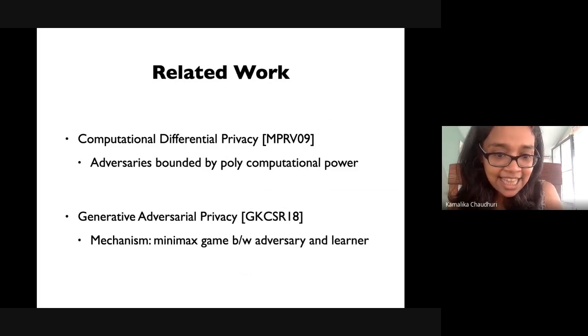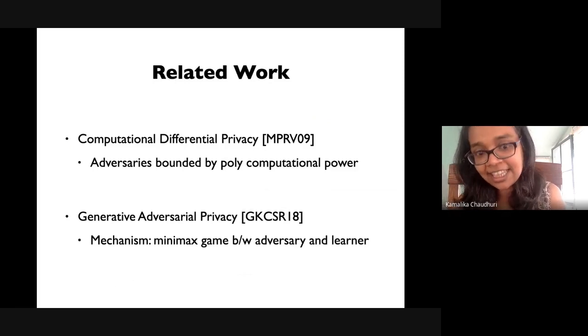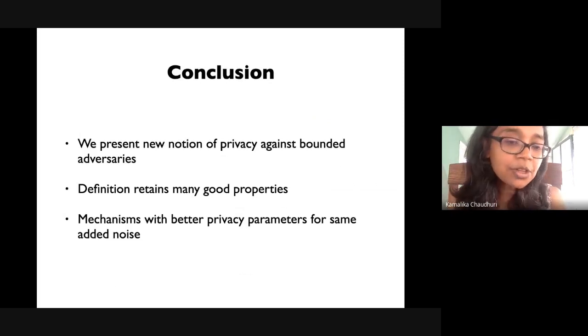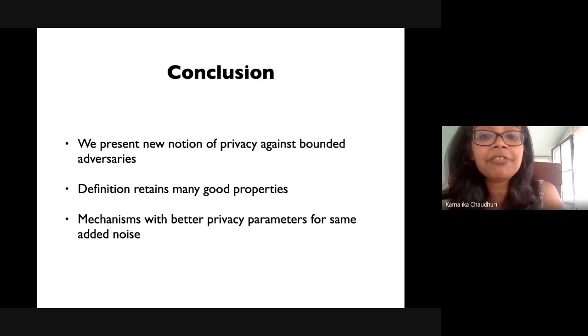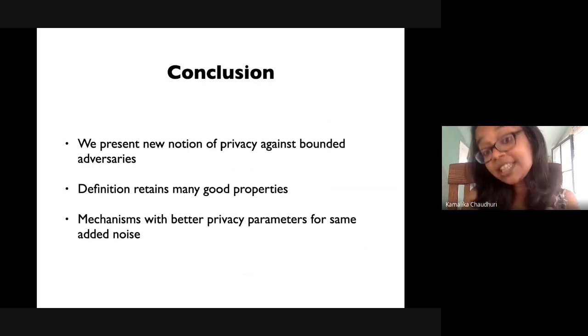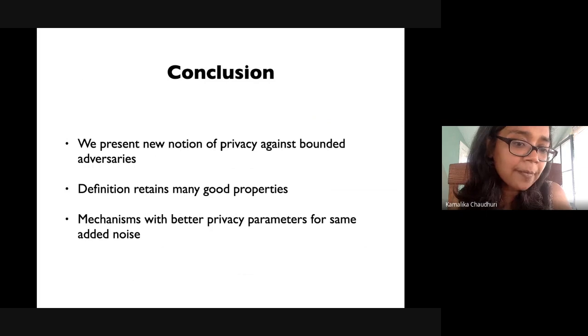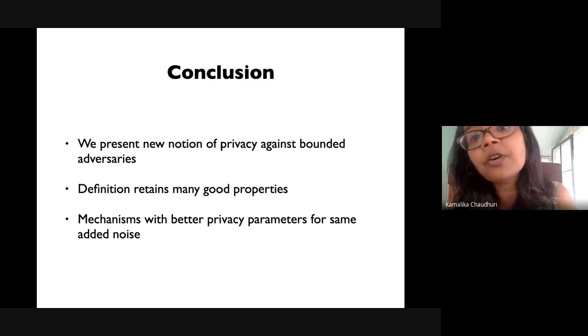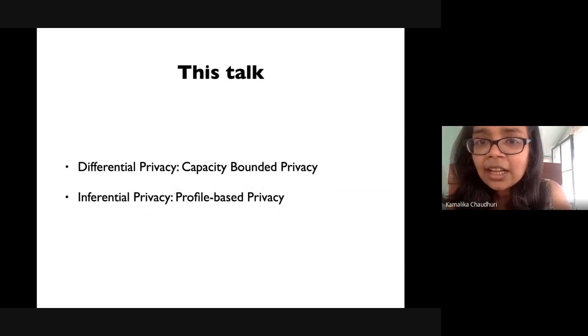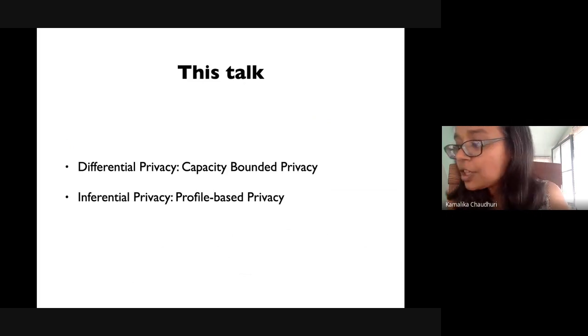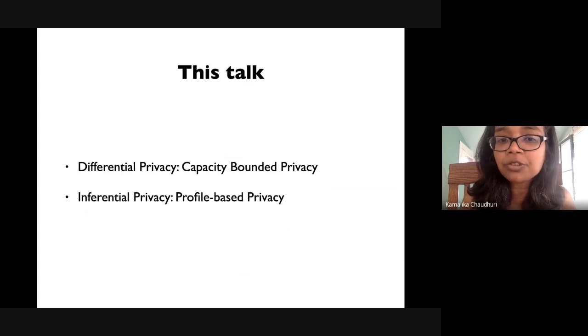And then there is also work by Peter, who is in the audience. They looked at generative adversarial privacy, where the mechanism was some sort of minimax game between the adversary and the learner. So that's another attempt. And we experimented with a notion of privacy for bounded adversaries. One of the interesting things that we could show is that the definition retains many good properties, and we could show some better privacy parameters for the same amount of added noise. So this was one of the works. Next I will switch to inferential privacy, but maybe this is a good time to take any questions.